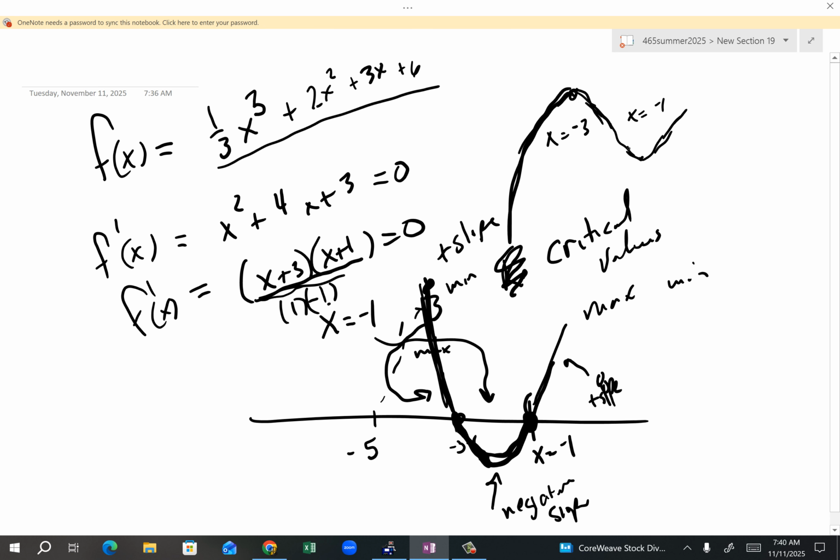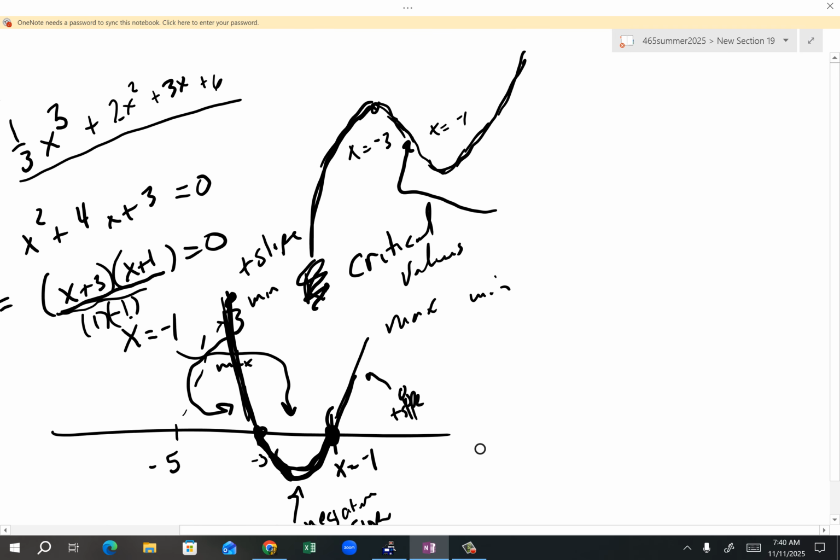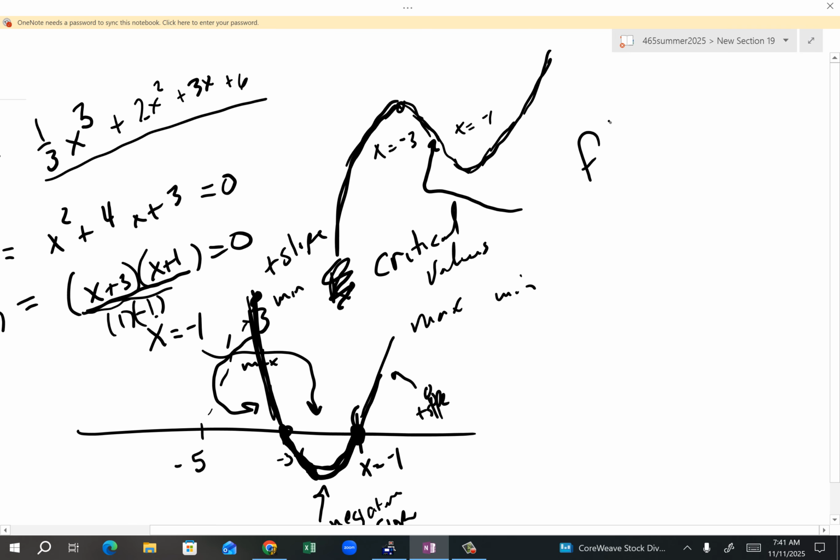Now, how many inflection points do you see here? If you're just doing the math at home, you're like, whoa, Groom, I only see one inflection point. And I bet it's going to be somewhere between -3 and -1. Well, I bet you're right, sir. So let's start off with this fella.